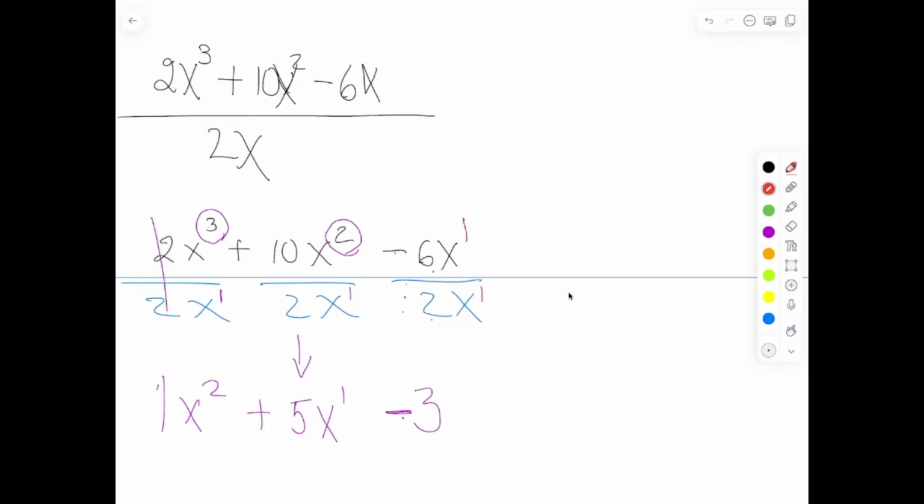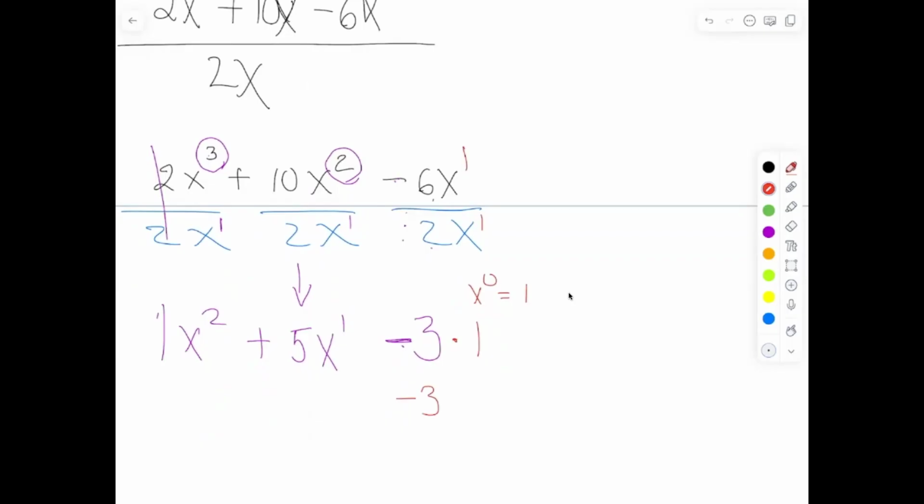That's going to give me literally x to the 0, right? And x to the 0 is equal to 1. And 3 times 1 is negative 3, right? So, what is my final answer? My final answer is x squared plus 5x minus 3.